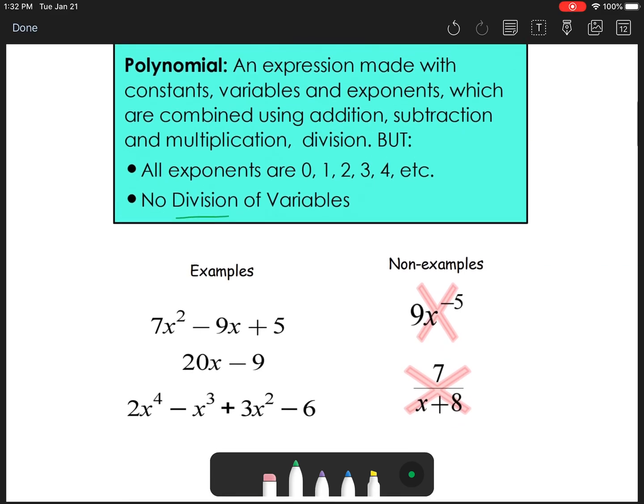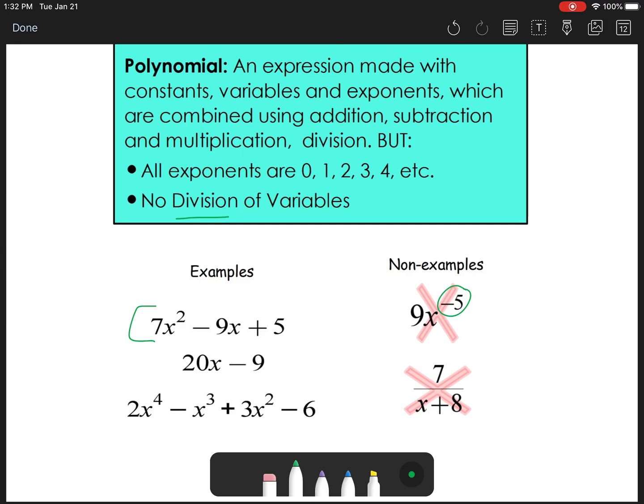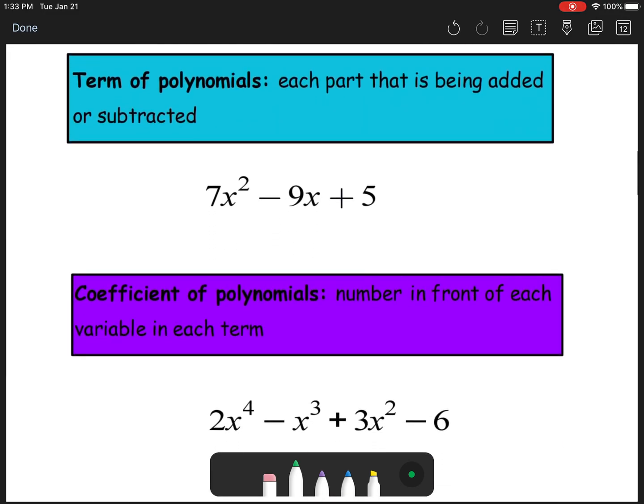So we have some examples and non-examples. Looking at something like 7x squared minus 9x plus 5, that's a polynomial. You've seen things like this before. We've called them expressions in the past. Non-examples: notice that 9 times x to the negative fifth is not a polynomial because of the negative exponent, and 7 divided by x plus 8 is not a polynomial because it has that division of a variable. So these are our polynomials.